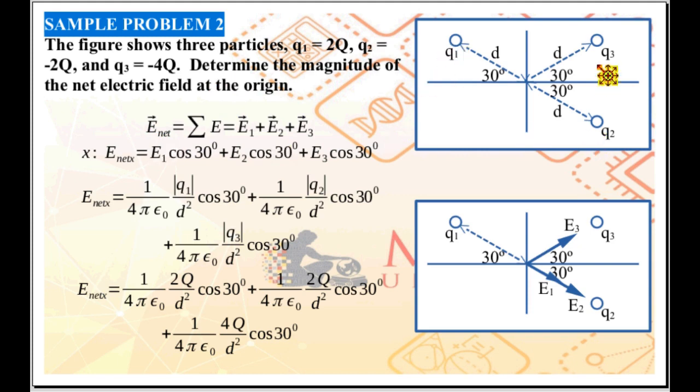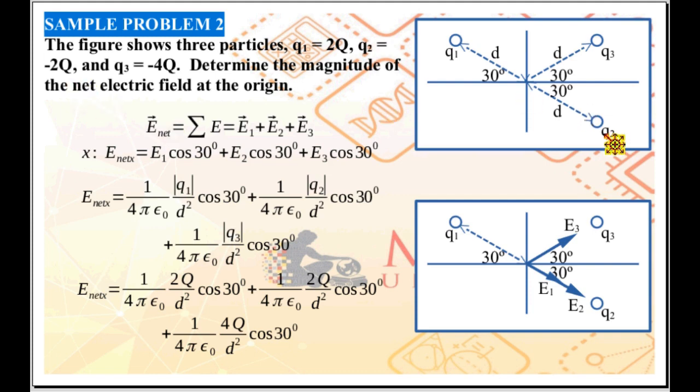Each charge will produce an electric field at the origin, the point that we are looking at. Each charge will produce an electric field in the surrounding space. At the origin, each charge will have an electric field. Q1 is positive. The electric field that it produces is directed away from Q1. So at the origin, electric field E1 is directed away from Q1.